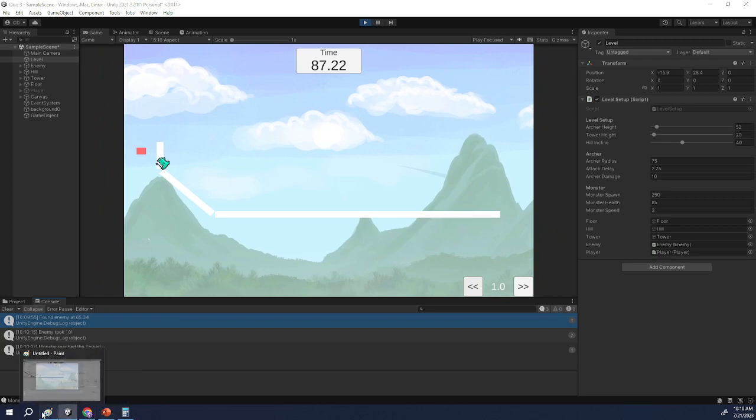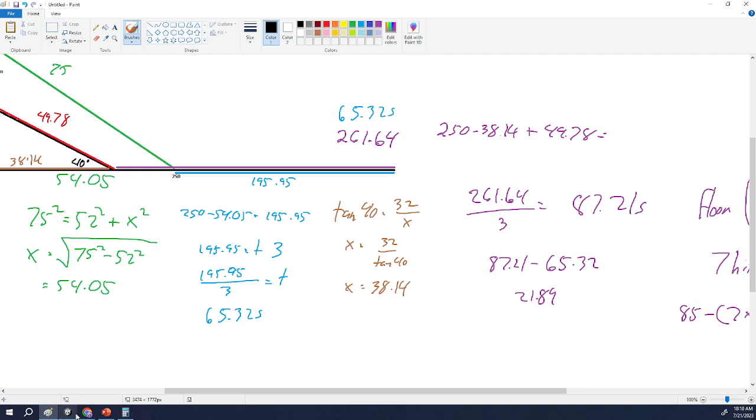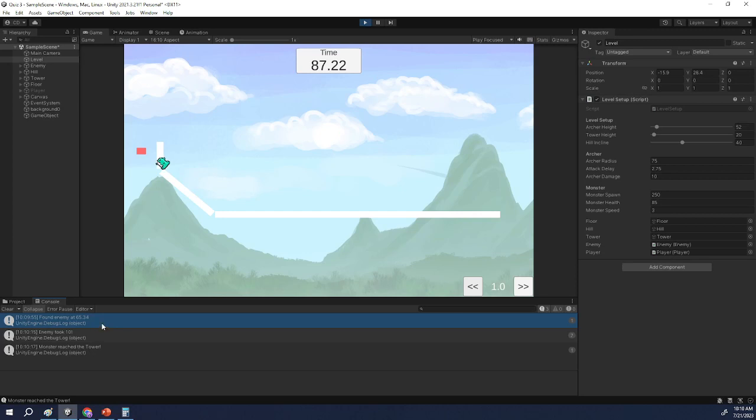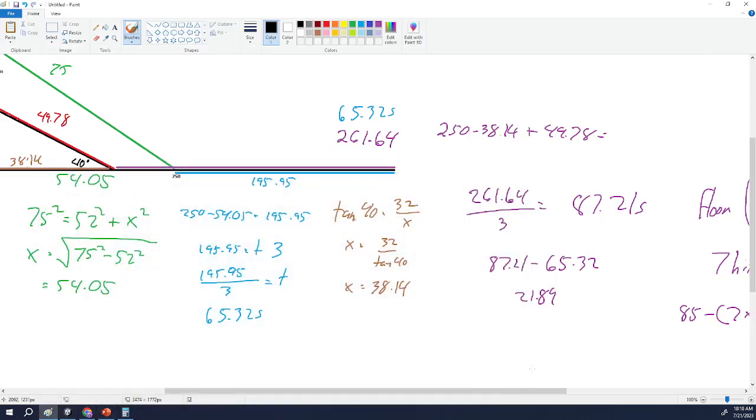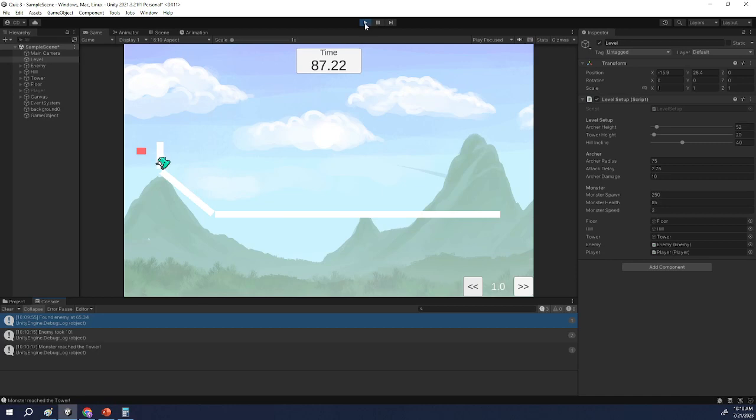Let's check. How long did it take? 65.32. What did it say here? 34. So it's a bit off by 0.02. But everything else is correct. See, 87.22. Did we get that? 87.21. Yeah, so it is a bit off by 0.01 seconds. But, you know, it really just be like that. Right? So we can see it. It's correct.